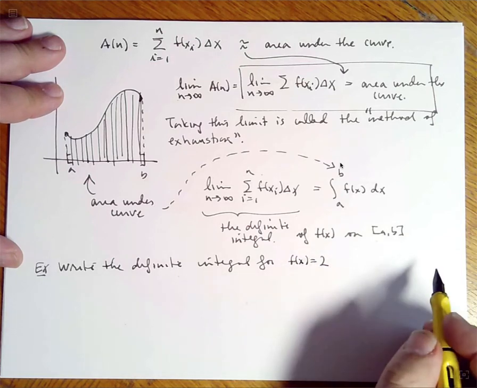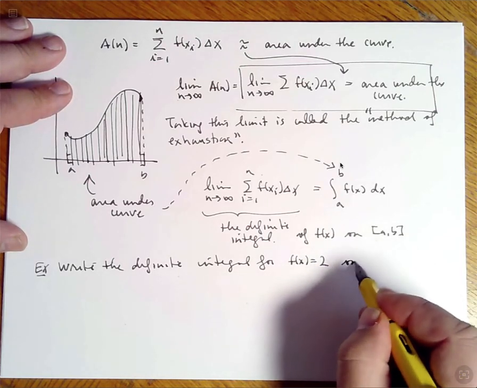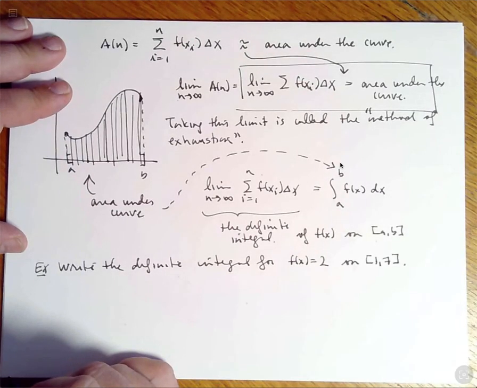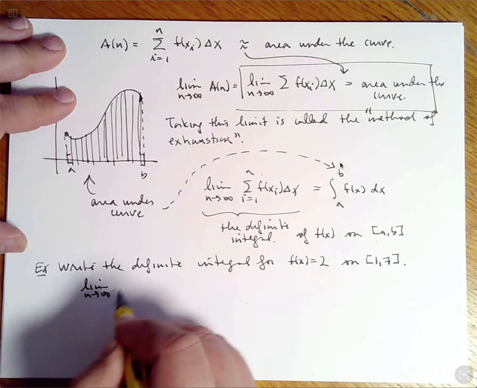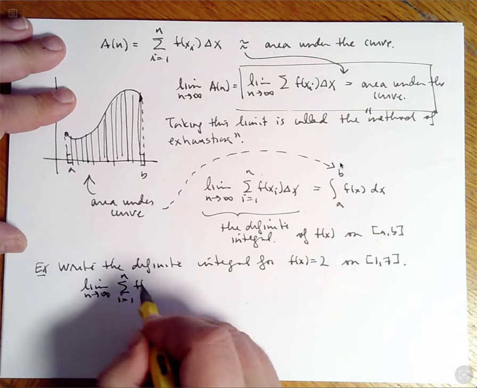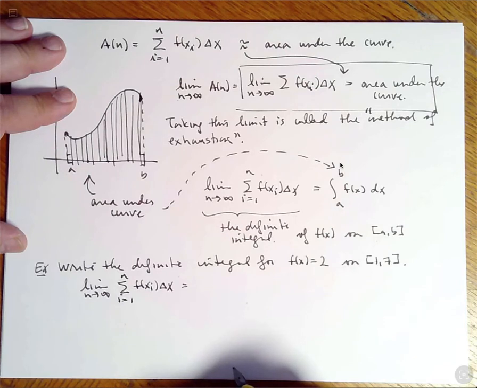That's a constant function. So I'm going to say f of x equals 2 on the interval from 1 to 7. So we want to write the definite integral for this. That's the limit as n goes to infinity of the sum as i goes from 1 to n of f of xi delta x. Well, what is that?